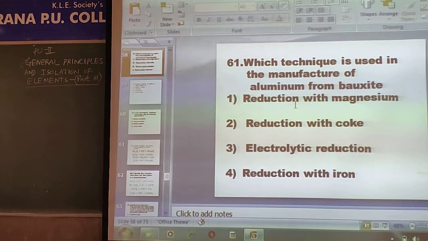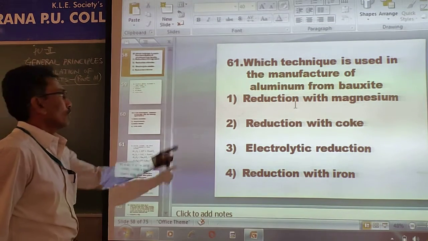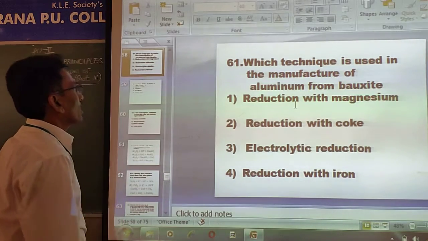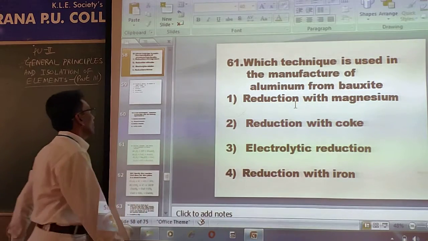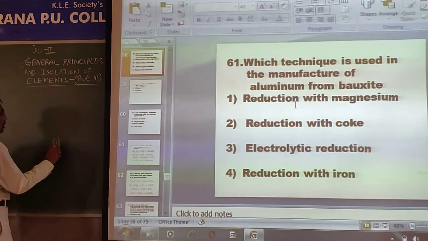Let's look into the remaining information on general principles and isolation of elements, which is also known as metallurgy. Which technique is used in the manufacturing of aluminium from bauxite? Aluminium from bauxite, what is observed?